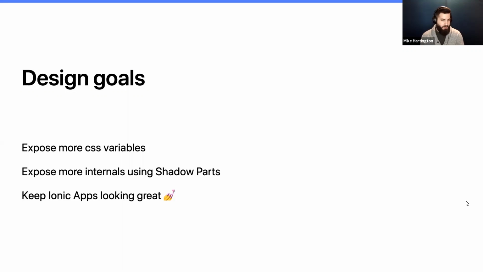Now, with this, exposing the CSS variables, exposing things through shadow parts, updating design, the overall goal of this was just to keep Ionic looking up to date and modern with these overall design systems that we have from iOS and from Material Design. So I think we pretty much achieved that. So I'm very excited for this, and it looks really great.